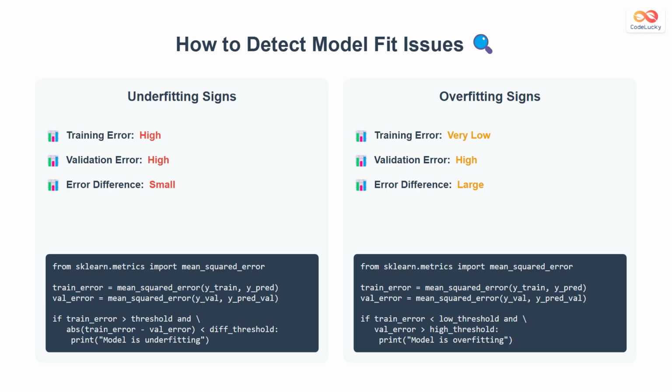Below is the code snippet. From sklearn.metrics, import mean_squared_error. train_error is equal to mean_squared_error of y_train and y_train_pred. val_error is equal to mean_squared_error of y_val and y_val_pred. If train_error is less than a low threshold, and val_error is greater than a high threshold, print model is overfitting.